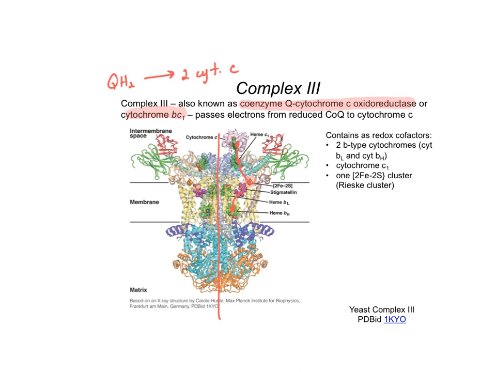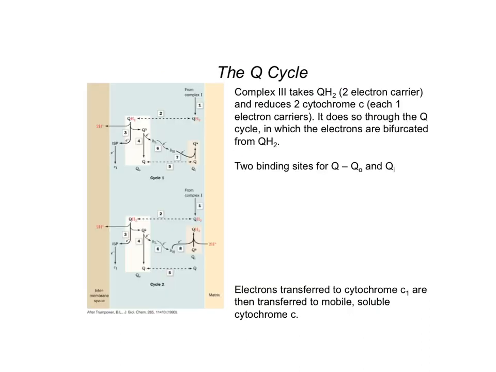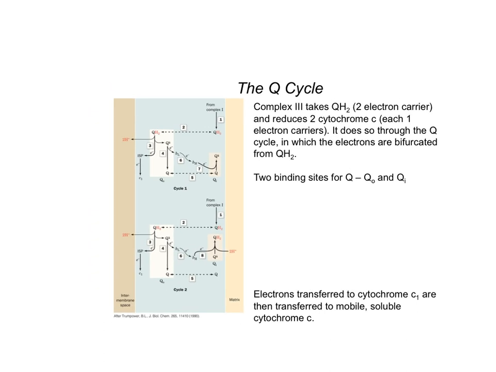Okay, so let's talk about the actual mechanism behind complex 3. In complex 3, we're going to have two separate binding sites that are going to be called Q0 and Qi. Q0 is going to be right up here, so we're going to note it Q0 right up here, and Qi is going to be down here.